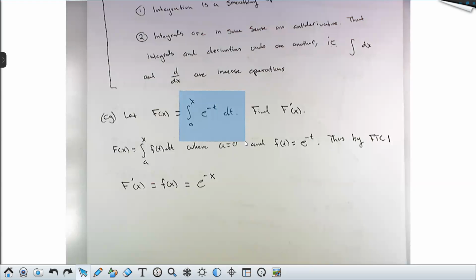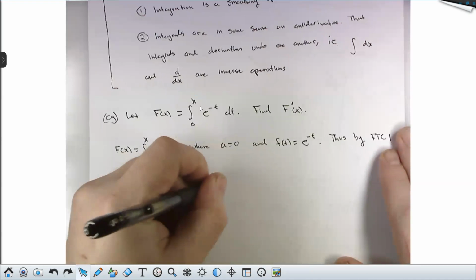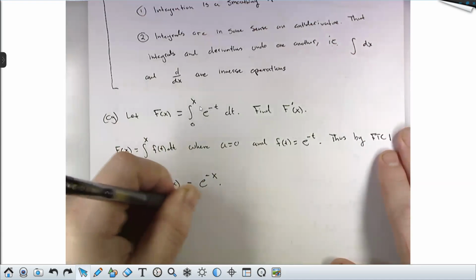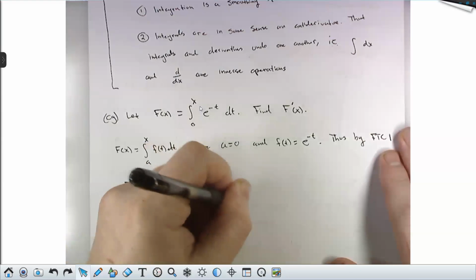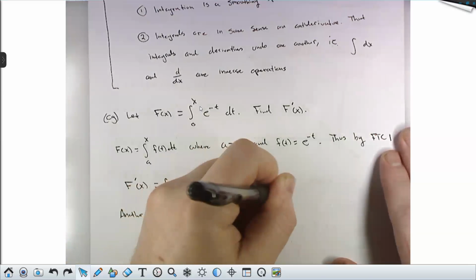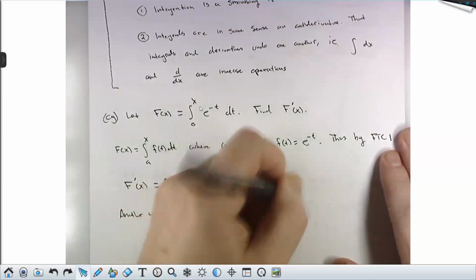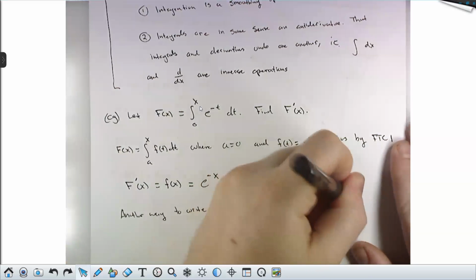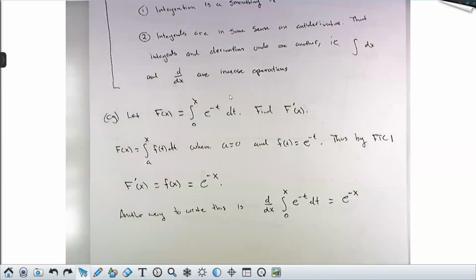If you got a function defined like this and you want to differentiate it, you just get this thing with this variable swapped in. Real quick here, another way to say this is d dx of the integral from 0 up to x of e to the negative t dt is e to the negative x. And I think this notation makes it easier to see what I mean when I say the integral and the derivative are inverse operations, right? If you apply the derivative to the integral, you get the thing inside. It's just that you have to swap the variables.